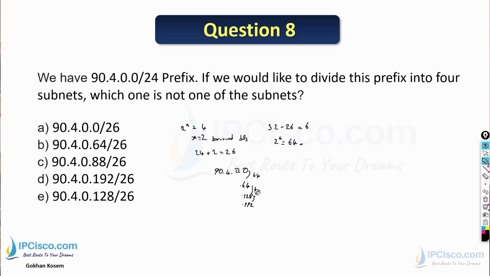There are 64 addresses between these network addresses. These are the network addresses of each new subnet block. So, which one is outside of this group? This is outside of this group. So, our answer is C.